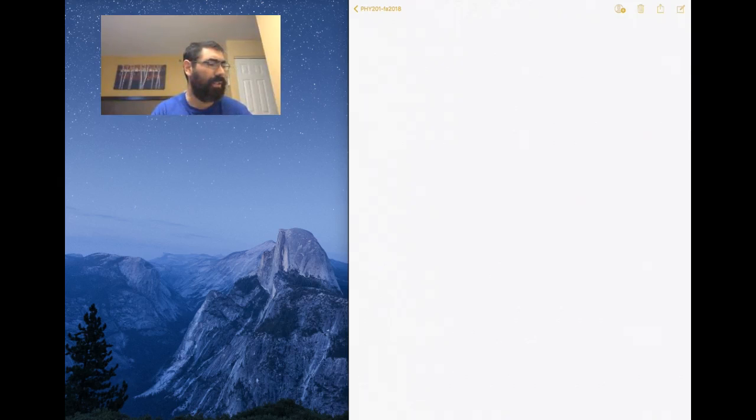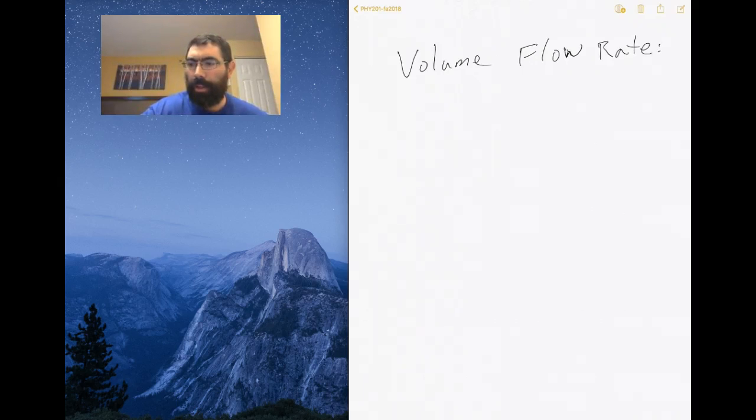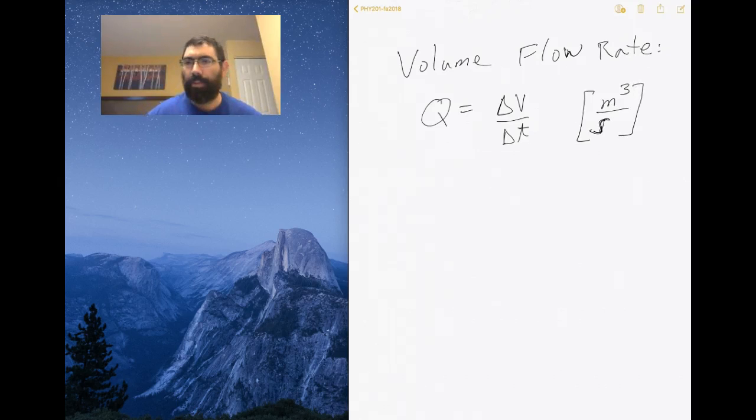So now what I can do is look at a new quantity called the volume flow rate, and they call it Q in the book, which is basically how the volume changes with respect to time. So the units are meters cubed per second.